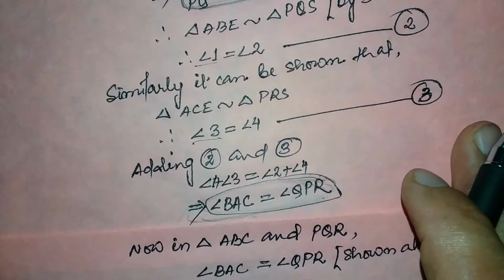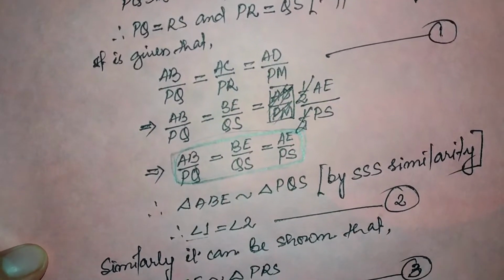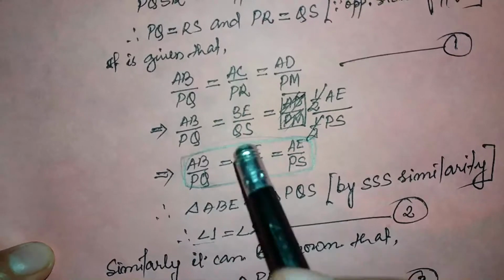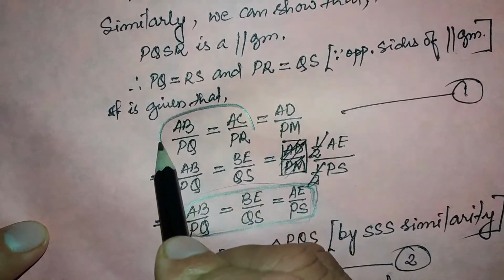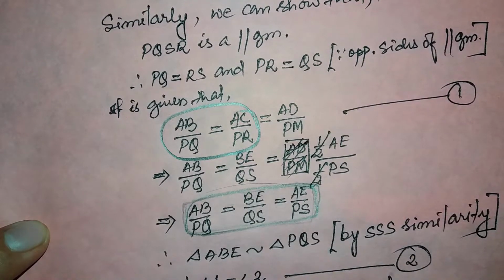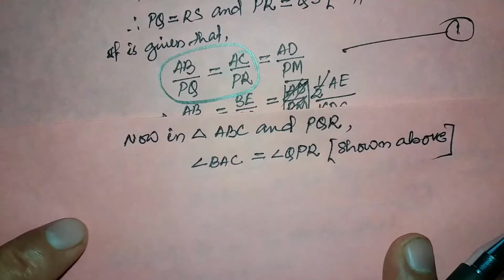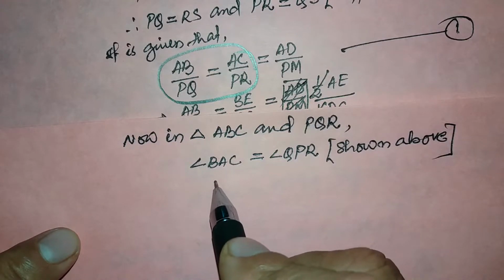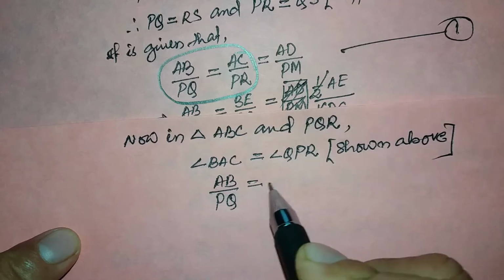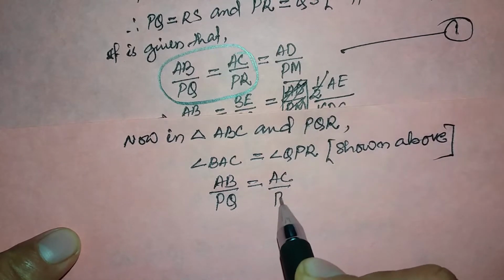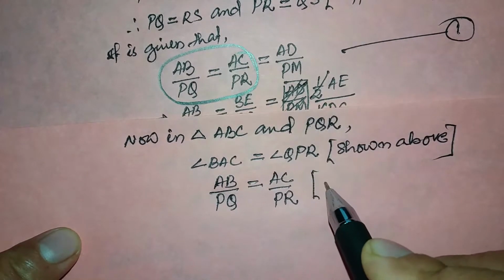And we're going to use this equation 1 here. So we'll take this one, AB by PQ is equal to AC by PR. This is from 1.